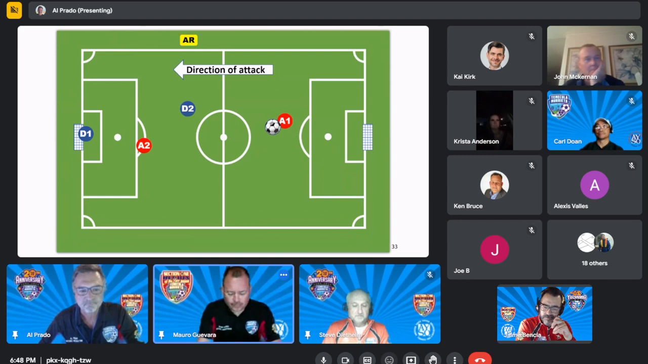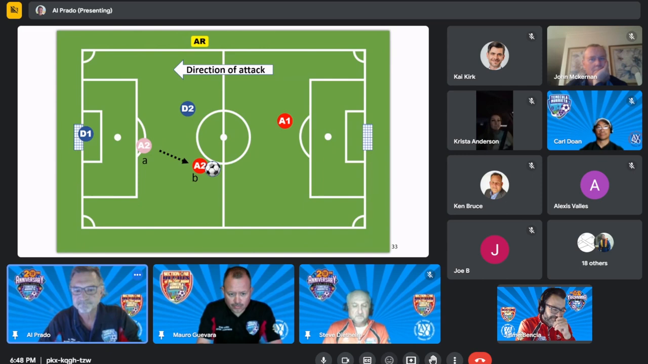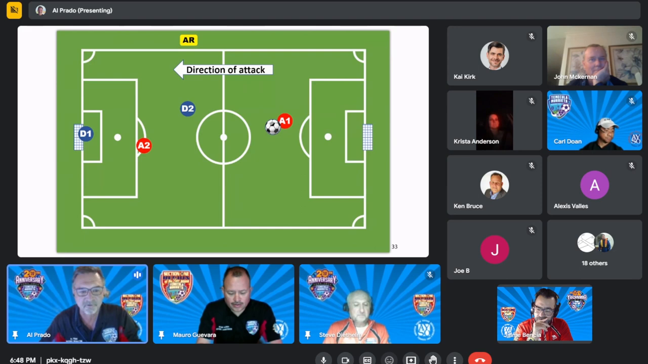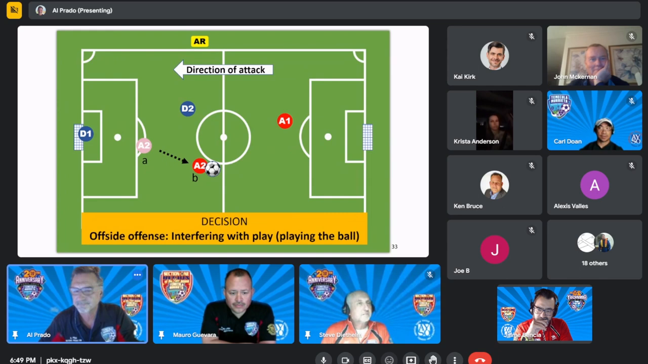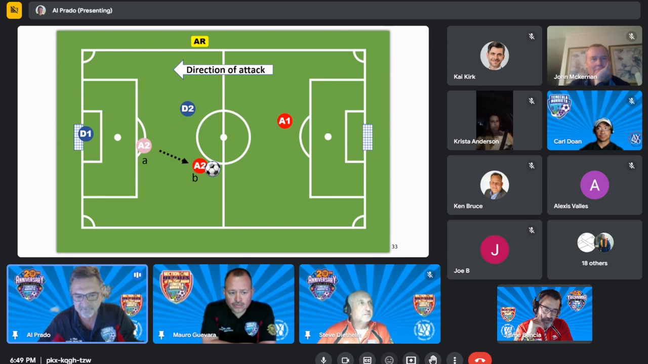Ooh. What do you think? It's the time the ball was last touched. The moment of the decision is when the ball was last touched or played. So A1's got the ball. A2 is in offside position. And the moment of decision is when A1 kicks the ball. So if that is indeed offside, even if the restart, even if A2 got the ball on this side of the field, on their side of the field, because they start in offside position, no matter where they get it, it's an offside offense.